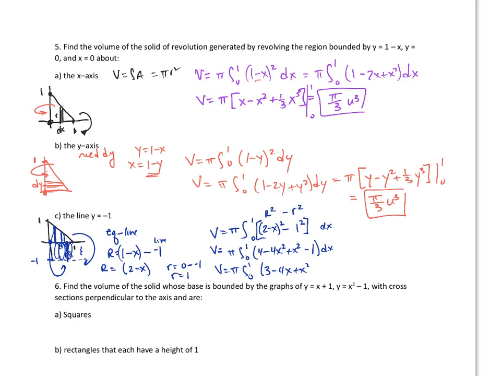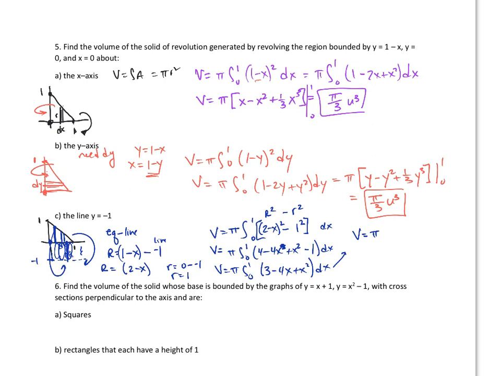Actually, let me back that up again. Okay, so it'll be 3 minus 4x. This is not a squared. That's where I saw something there. Okay, dx. And after we integrate, we'll have pi.